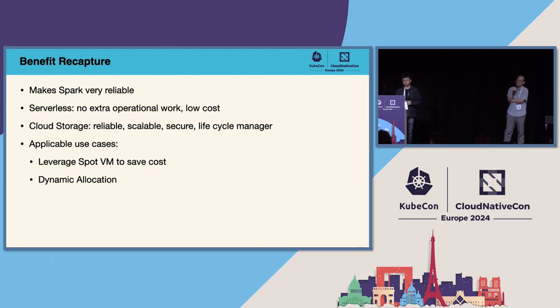But if we enable CSM, since we have another copy of shuffle data on the cloud storage, we achieved a decoupling of compute and storage. So when we enabled it in our standard jobs, we observed the dynamic allocation happened more effectively, more efficiently. And basically it is horizontal auto scaling for Spark at the job level.